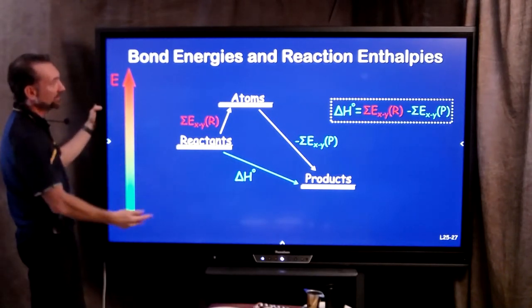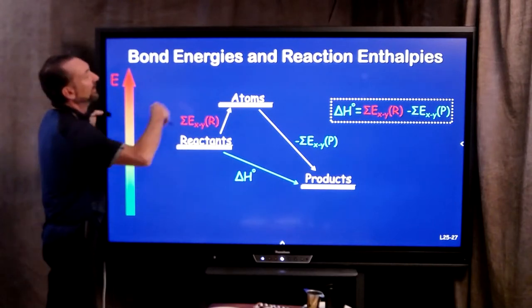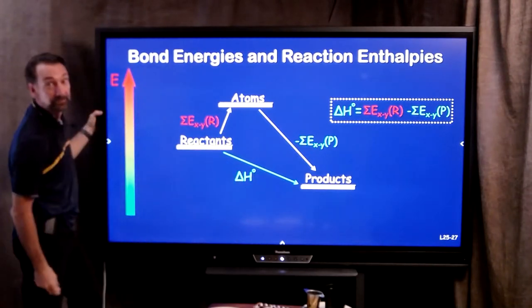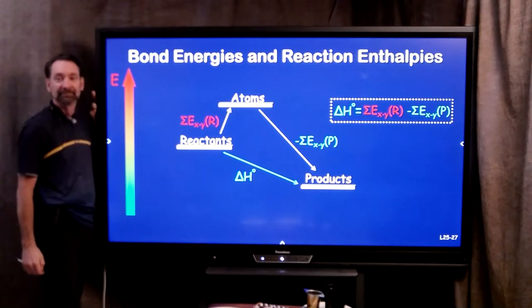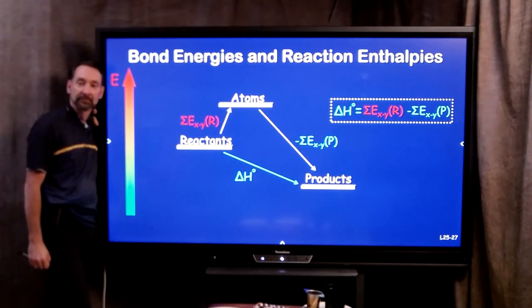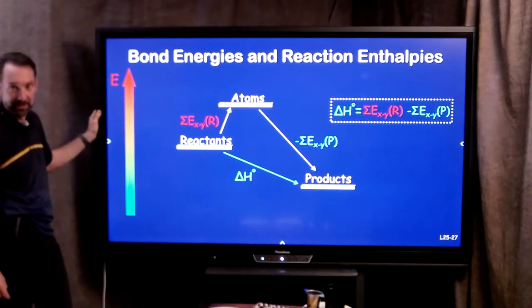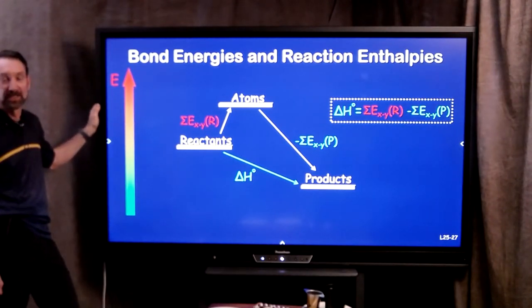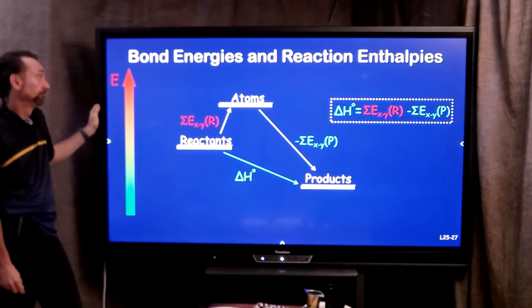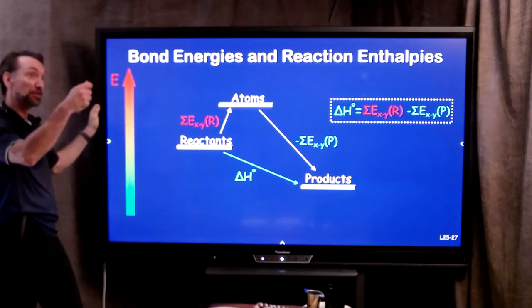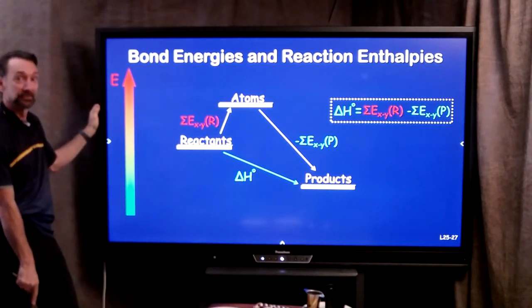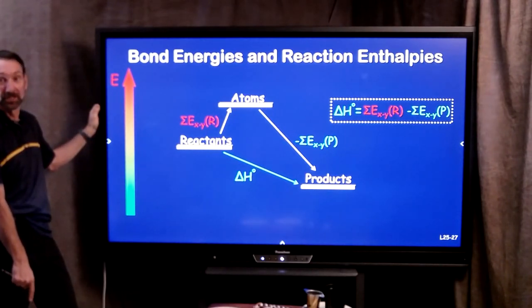So let's now weave in everything else we've done. Question: You said that breaking bonds will always be endothermic, so does that mean that forming bonds will always be exothermic? The question is, I said breaking bonds is always endothermic, so is making bonds always exothermic? Yes. Short answer: if it takes energy to do something in one direction, it takes the same amount of energy in reverse to do it in the other direction.